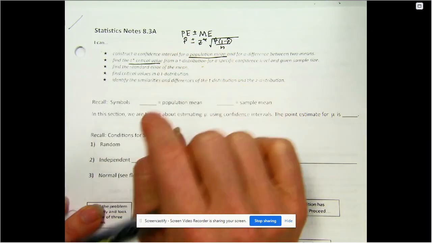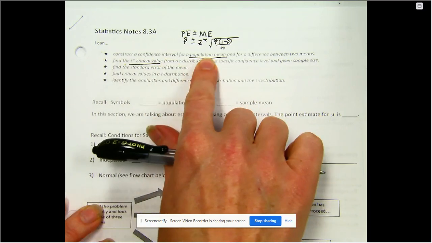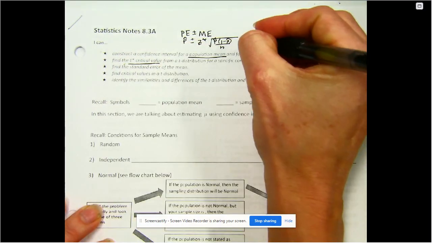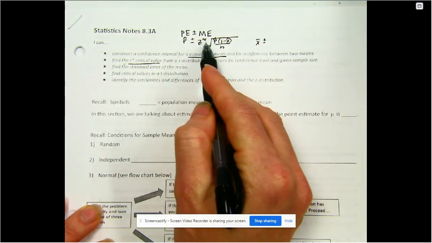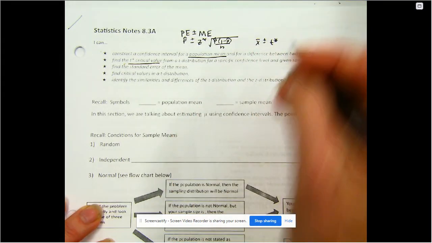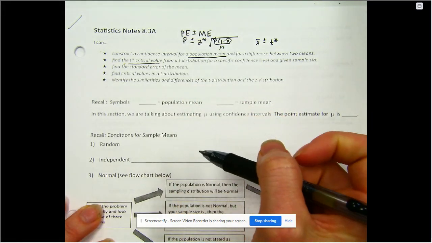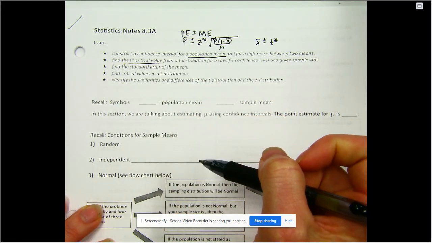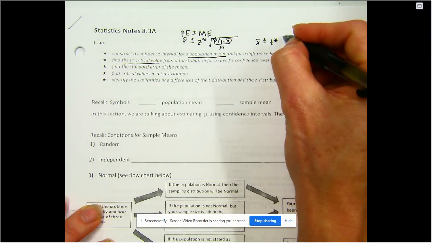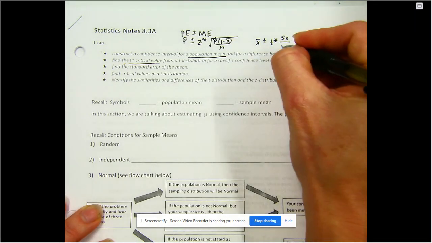All right, so for today, we're going to be constructing confidence intervals for means. So our point estimate is going to be x bar. And our critical value is no longer going to be z star, it's going to be t star. So we'll learn how to calculate that today. And our standard deviation formula, you may remember from chapter 7, is sigma over root n. Now we don't have our population standard deviation, we have our sample standard deviation, and that'll be divided by root n.